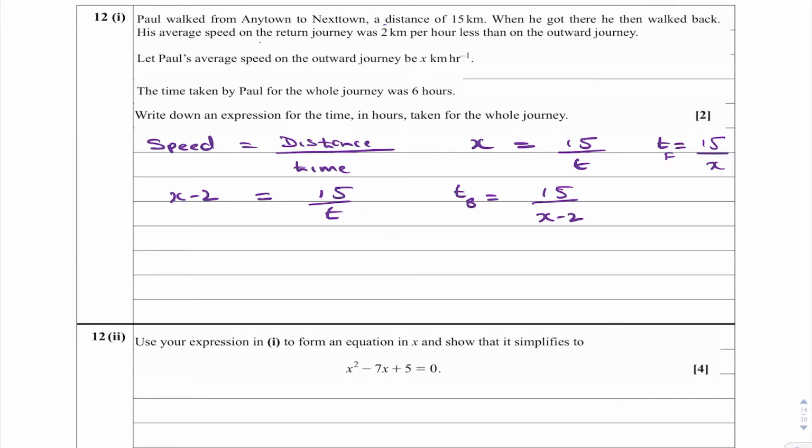So the total time for these journeys will be equal to the time forward plus the time backwards, which will be 15 over x plus 15 over x minus 2. So that will be the total journey time in terms of x.